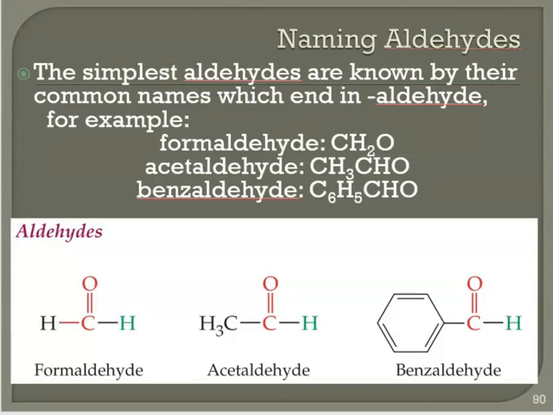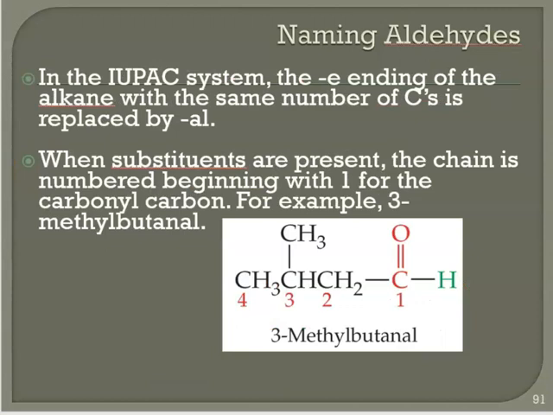Naming aldehydes. So the simplest aldehydes are known by their common names. For example, formaldehyde, acetaldehyde, benzaldehyde, right? So these are just some examples of those different types of aldehyde compounds. We'll be testing you on being able to name some of these compounds. Again, that last section was just to get you up to speed, to remember what you maybe learned last semester.